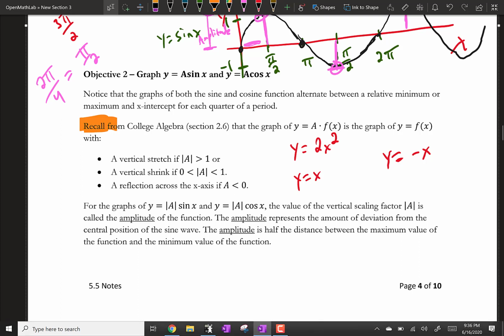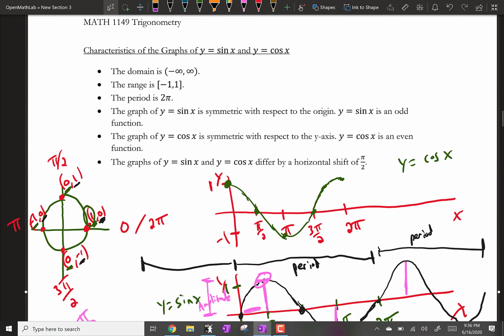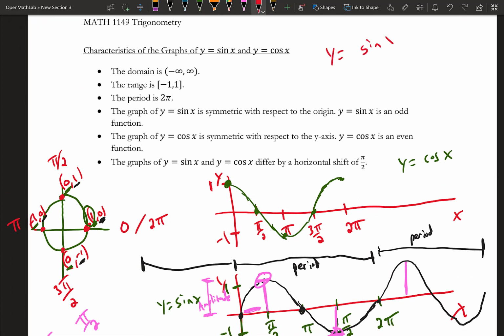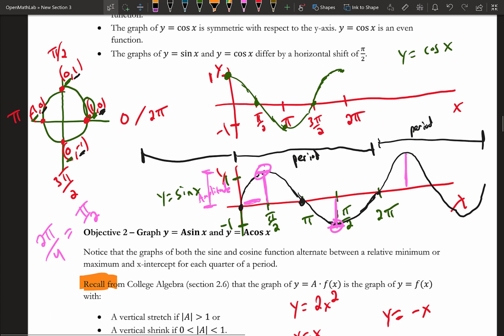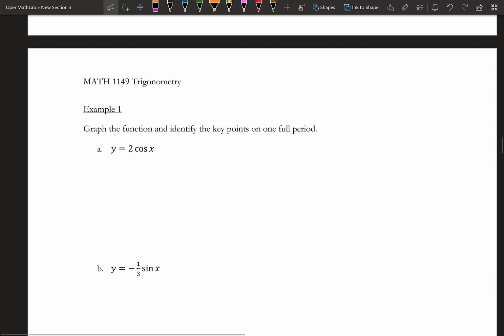So the amplitude represents the amount of deviation from the central position of the sine wave. The amplitude is half the distance between the max value of the function and the minimum value of the function, right? So that's what I was pointing out in that diagram. Like for these, when we just have y equals sine of x, I could put a 1 in front, so that's the amplitude. Which works, because the distance between 1 and 0 is just 1. So that height of the hill, if you will, is 1.